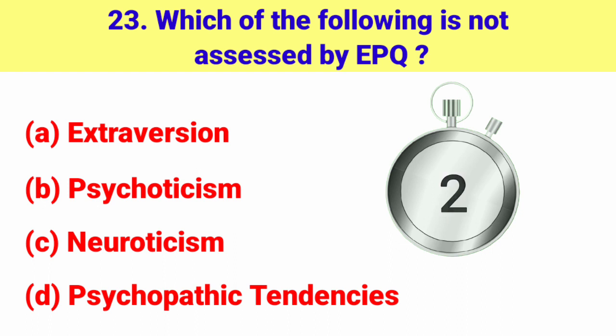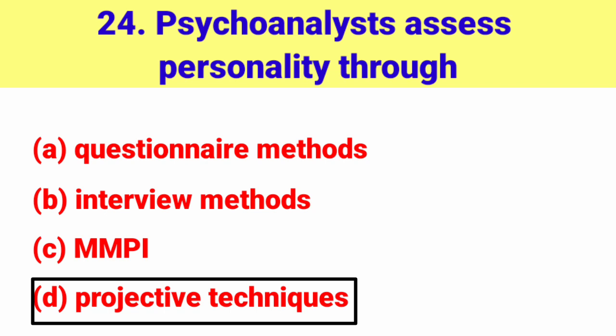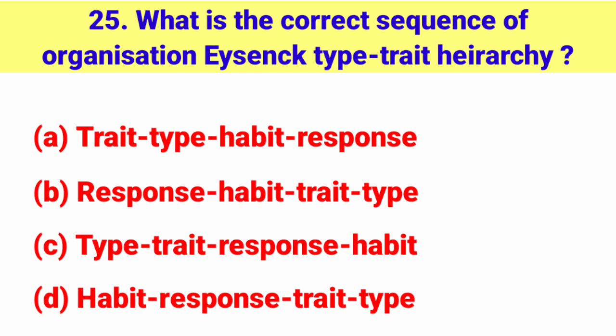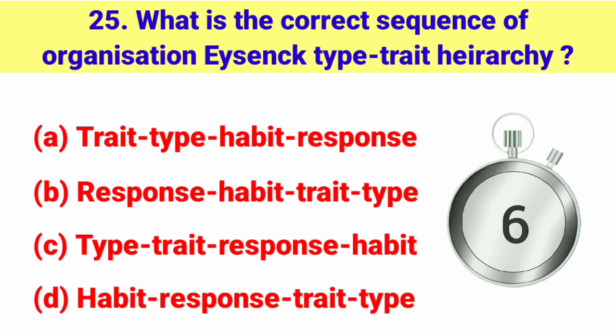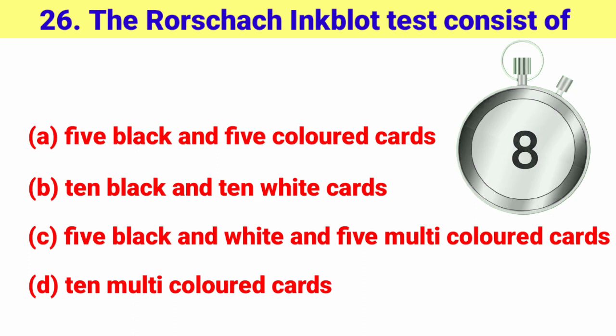Option D is correct. Psychoanalysts assess personality through. Option D is correct. What is the correct sequence of organization in the trait hierarchy? Option B is correct. The Rorschach inkblot test consists of. Option C is correct.